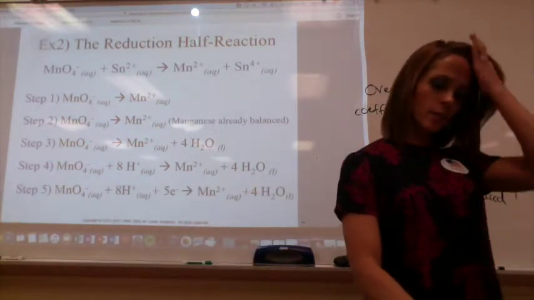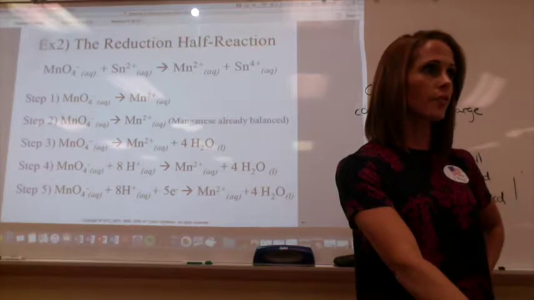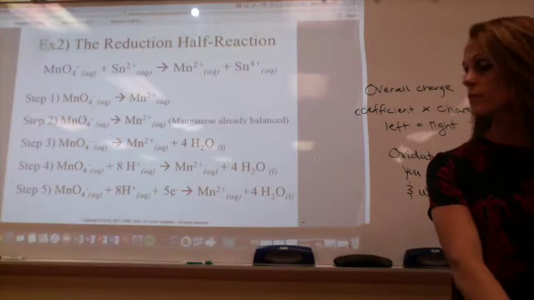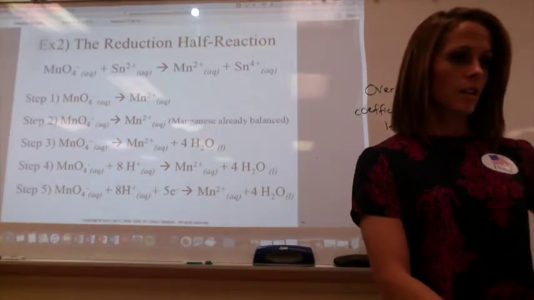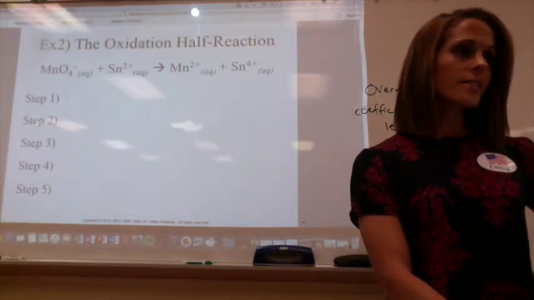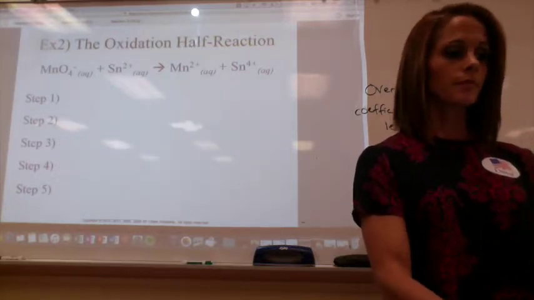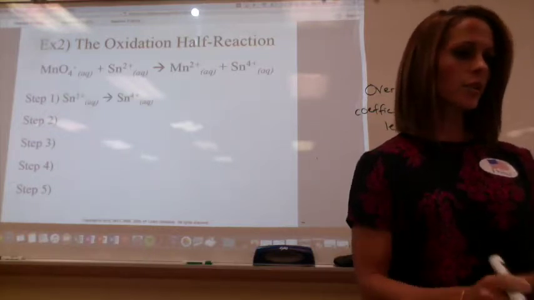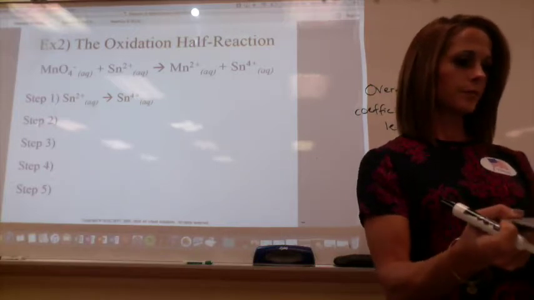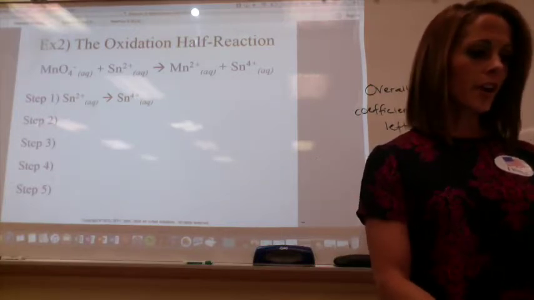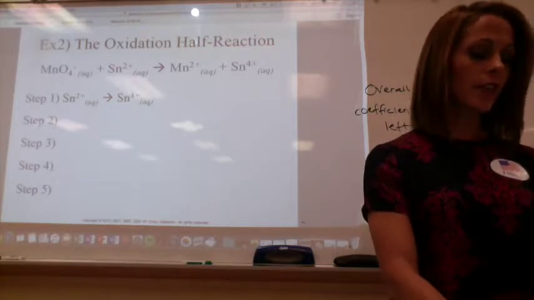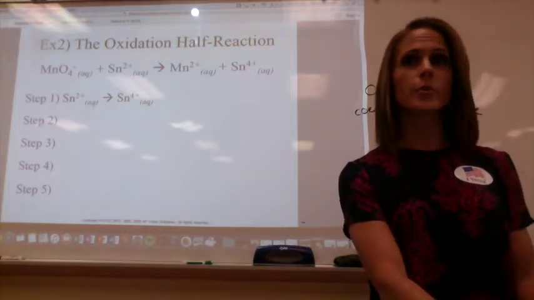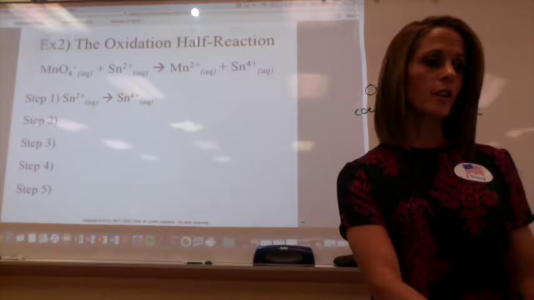All right, so that's the last part. Now we're going to go on to the oxidation half-reaction. Everybody see that? All right, second part should be easier. Our oxidation half-reaction is just what? Correct. Sn plus 2 goes to Sn plus 4. Are your atoms of tin balanced? There's no oxygen, there's no hydrogen, so the only thing you need to do is what? Add electrons. How many and to which side?